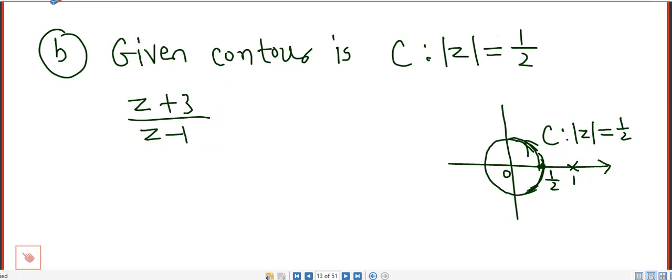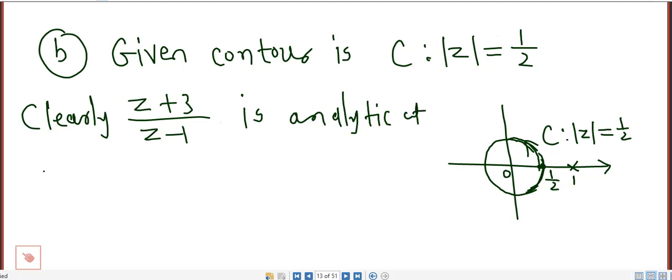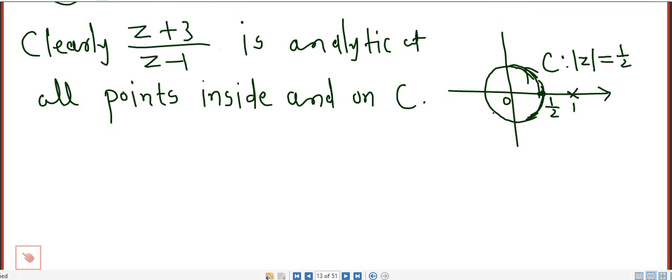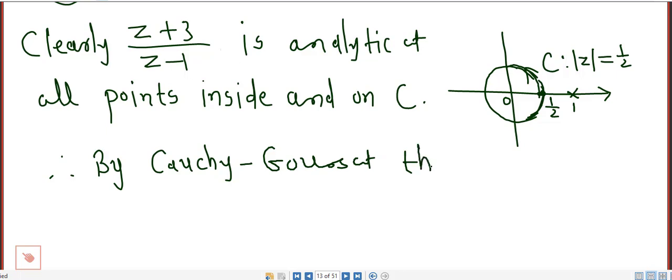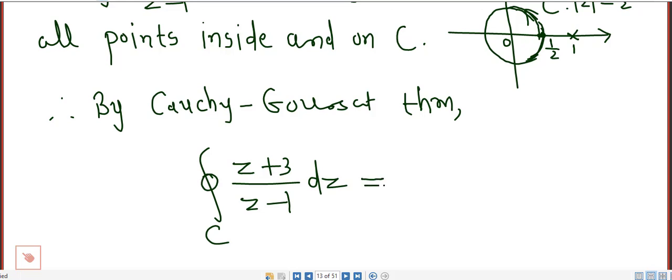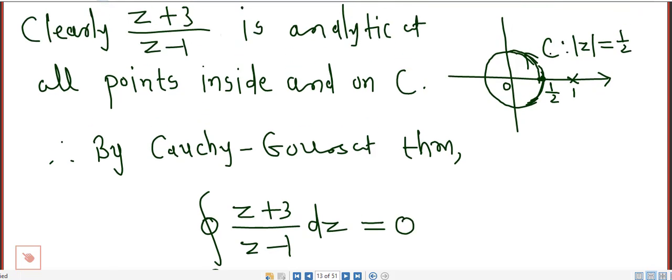So it is clear that z plus 3 over z minus 1 is analytic at all points inside and on this circle, which is mod z equal to 1 by 2. So here we can apply the Cauchy-Goursat theorem. By the Cauchy-Goursat theorem, the integral of this function along mod z equal to 1 by 2 must be 0, because this function is analytic at all points inside and on this circle mod z equal to 1 by 2.